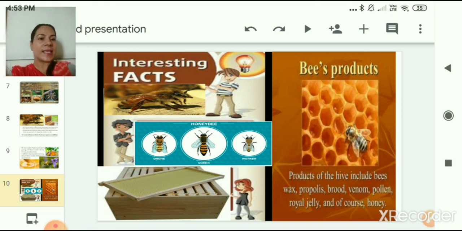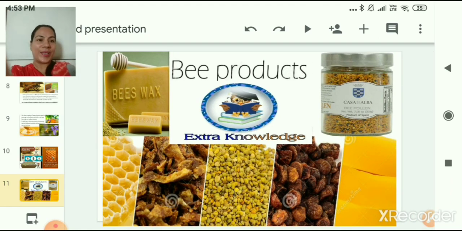Now let us discuss another interesting fact, that is bee products. Actually there are various types of products which we get from bees. Products of the beehive include beeswax, propolis, brood, venom, pollen, royal jelly, and of course honey. So here in this slide you can see various types of products of bees.